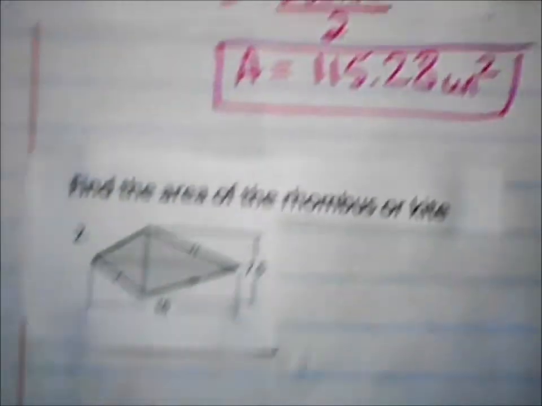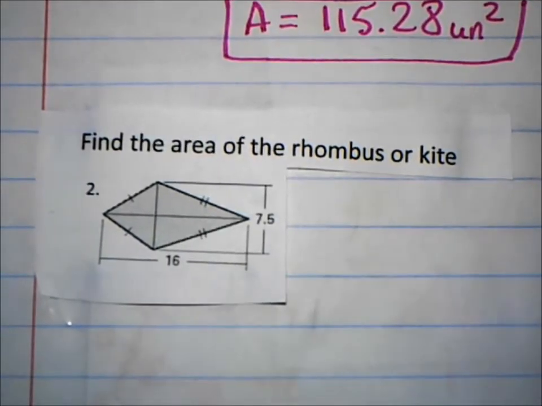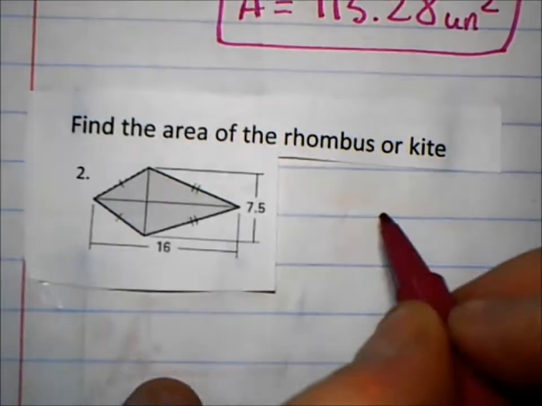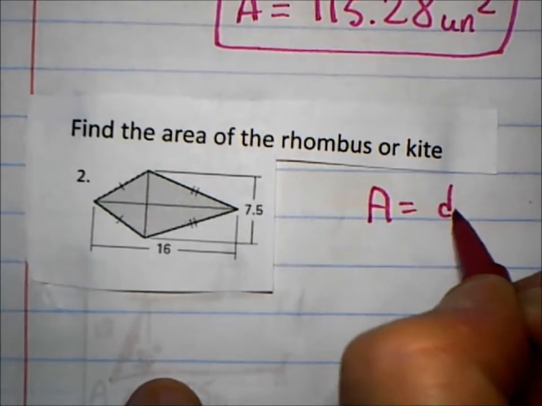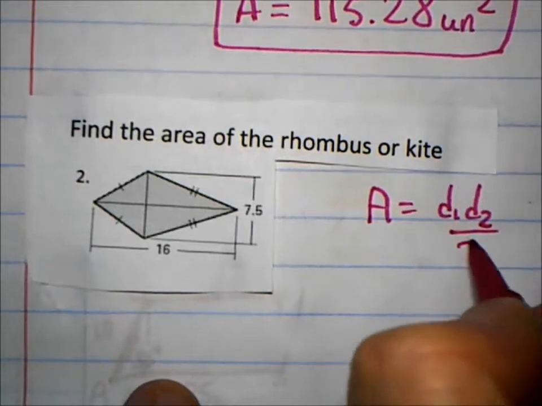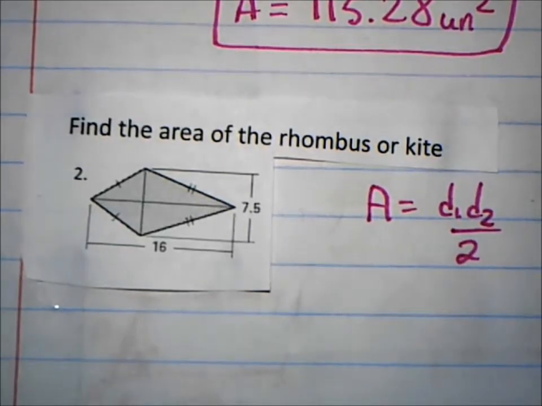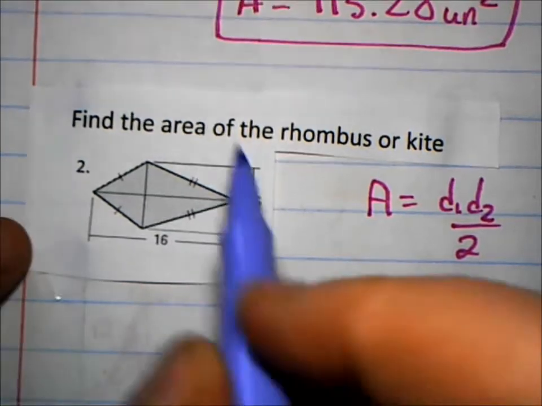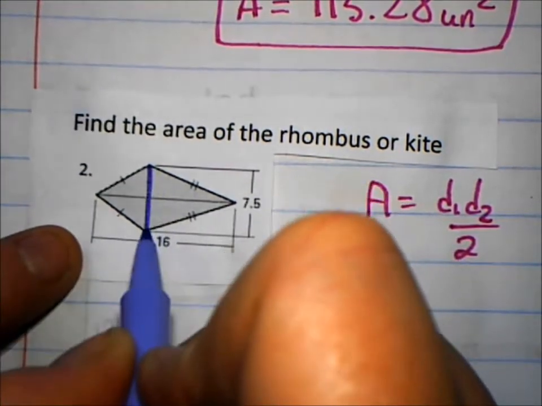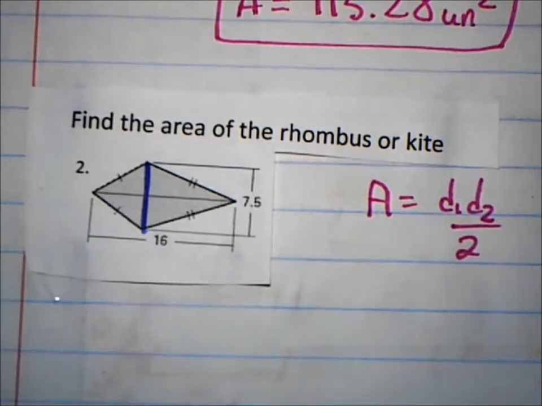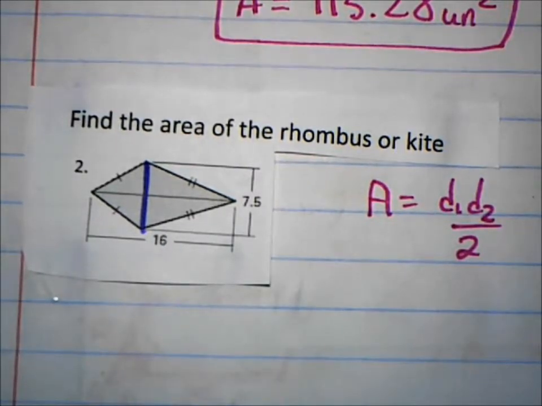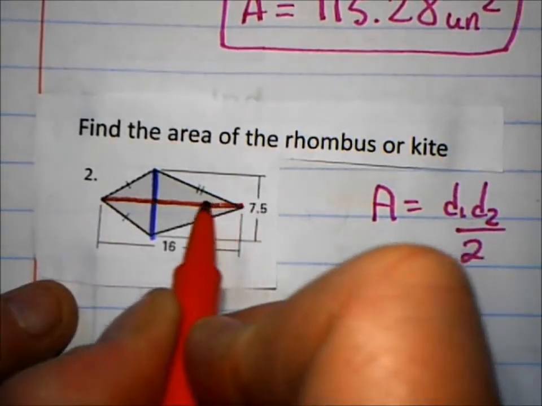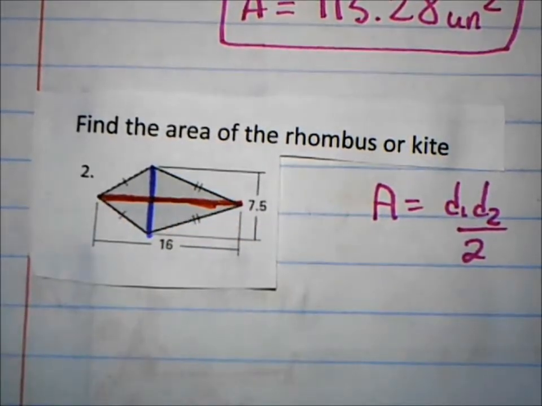Okay. Example 2 is a rhombus, or actually this is a kite. With the formula for your kite, that was D1 times D2 divided by 2. So if I'm looking at that, notice the 7.5 is referring to this first diagonal, and then the 16 is referring to the second diagonal in my picture.